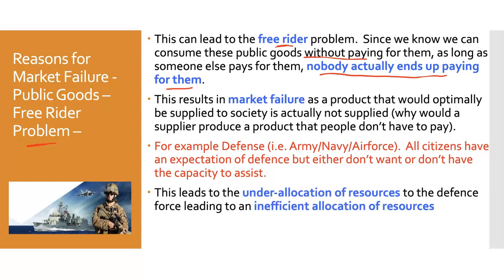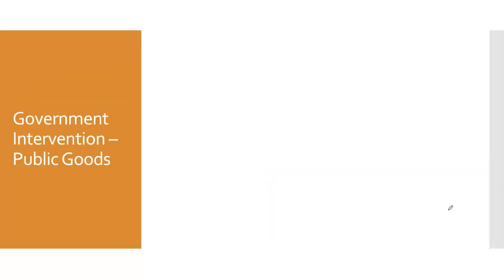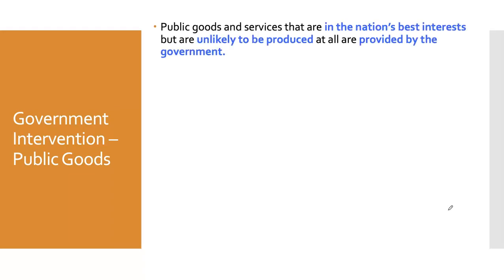This leads to, if we don't intervene, an under-allocation of resources to the Defence Force, leading to an inefficient allocation of resources. Because I think we all agree there needs to be some type of defence of the nations. So what does a government do? How do they intervene? How do they fix this market failure where things that we need are non-excludable, so no one needs to pay for them?